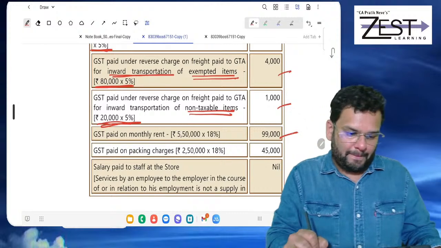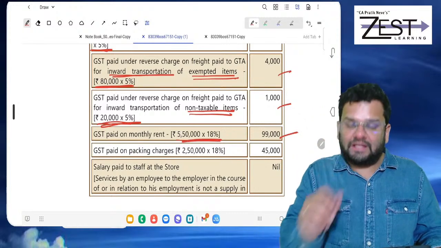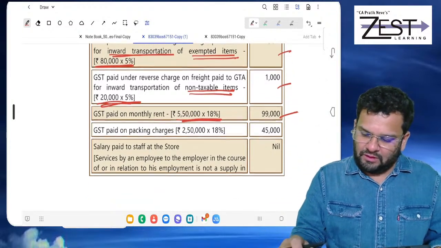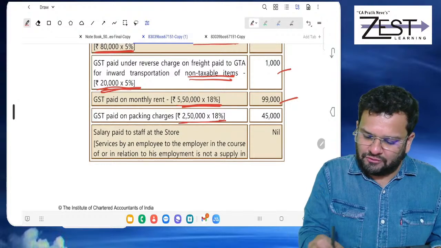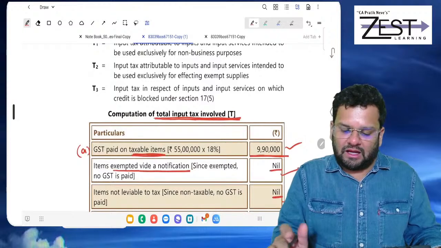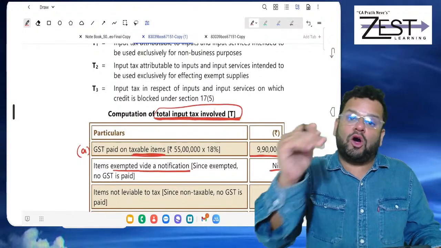99,000. Yes. Then GST on packing charges. On packing charges is 2,50,000 into 18%. So not disturbing anything now. I'm just calculating total ITC involved.